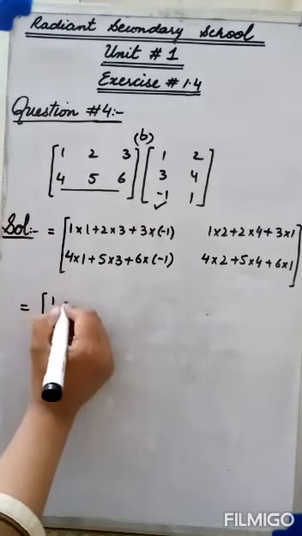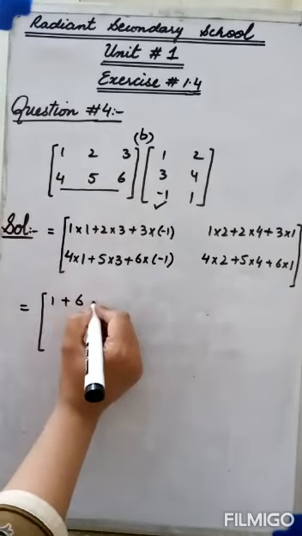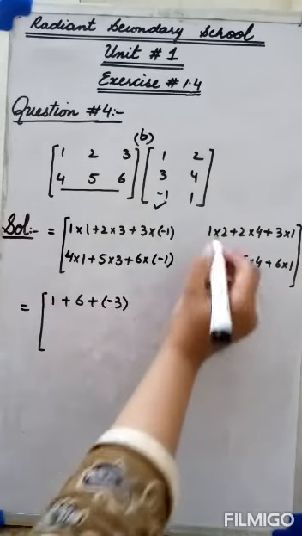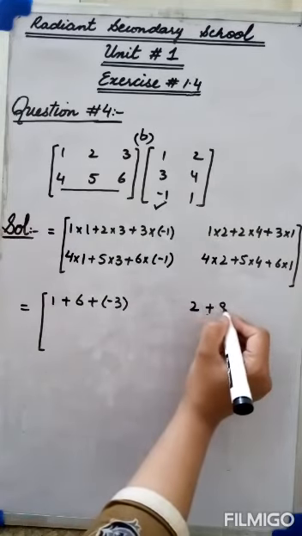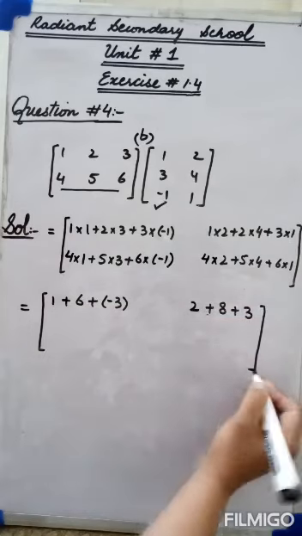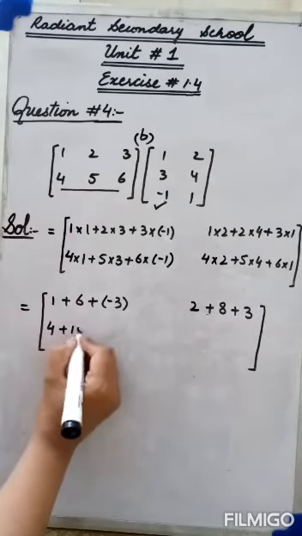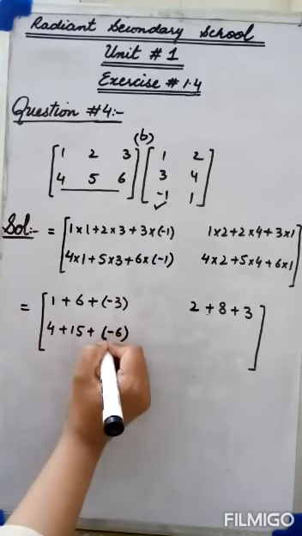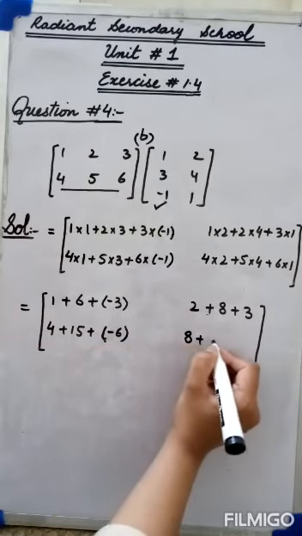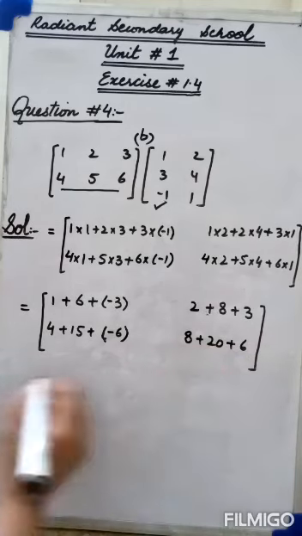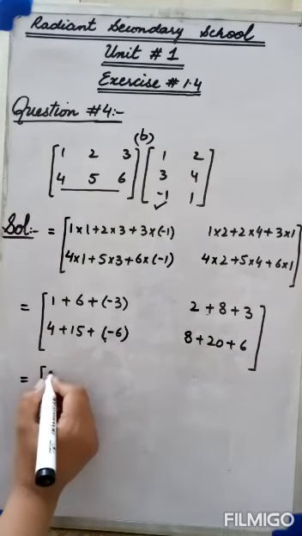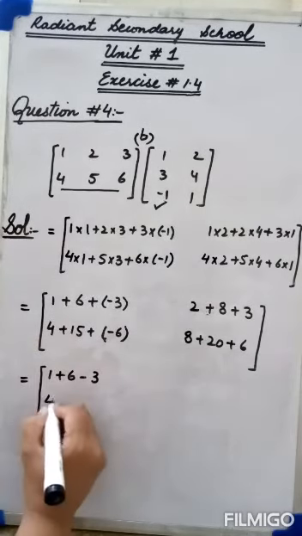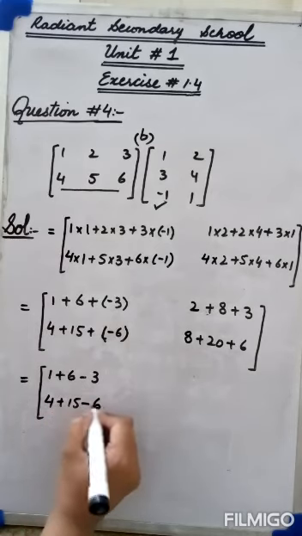1 multiplied by 1 is 1, plus 2 multiplied by 3 is 6, plus 3 multiplied by minus 1 is minus 3. 2 multiplied by 1 is 2, plus 2 into 4 is 8, plus 3 into 1 is 3. This is 4 plus 15. 6 multiplied by minus 1 is minus 6. 4 multiplied by 2 is 8, plus 5 into 4, 20, plus 6. Okay. Now this is 1 plus 6 plus minus 3, and 4 plus 15 plus minus 6.